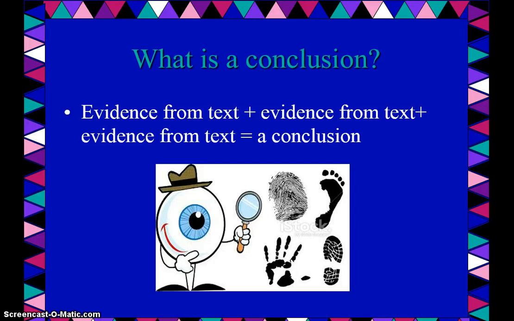So let's talk about conclusion first. A conclusion is basically taking evidence from the text plus other evidence from the text, and sometimes even more evidence from the text to create a conclusion. It's basically like reading a mystery or watching a mystery show on TV. You're looking at all of the different clues that you are given and then coming to a decision or a guess about what is going on. This would be your conclusion.